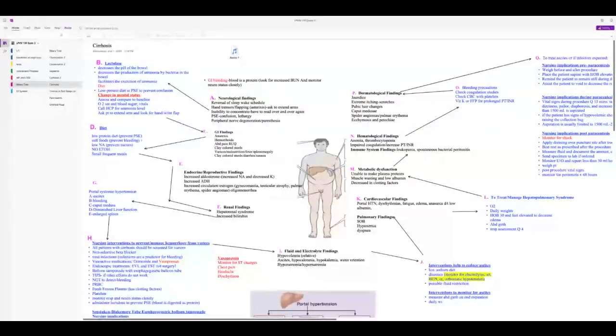So a lot of things happen. For example, the liver helps us detoxify metabolites, things that need to be broken down in our body, and one of them is ammonia. When the liver can no longer do this, you're going to get encephalopathy.